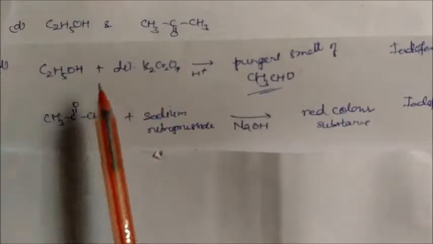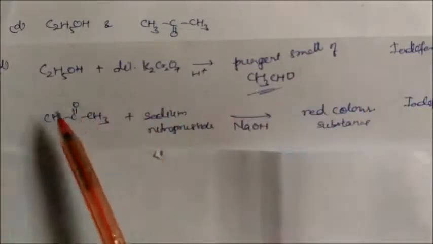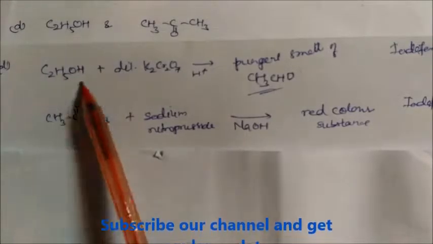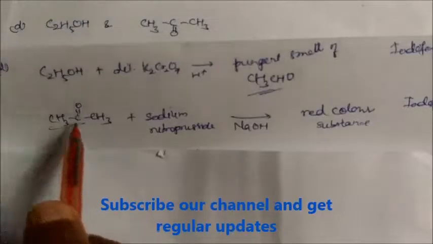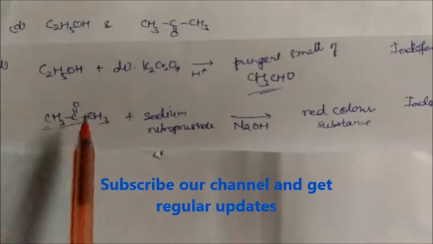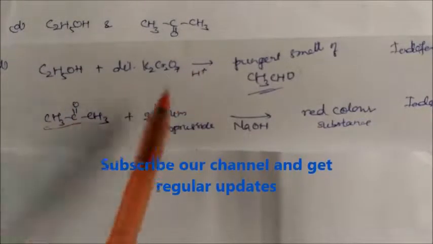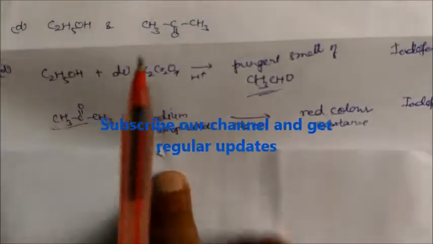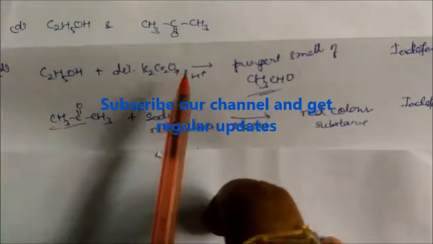In this case we cannot use the iodoform test. Both will give the iodoform test because they contain the CH3CO group in either case. So the iodoform test is not a solution. This is the solution for identifying these two different compounds: one is sodium nitroprusside and the second is dilute potassium dichromate.